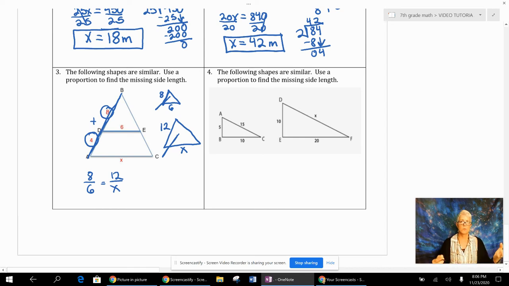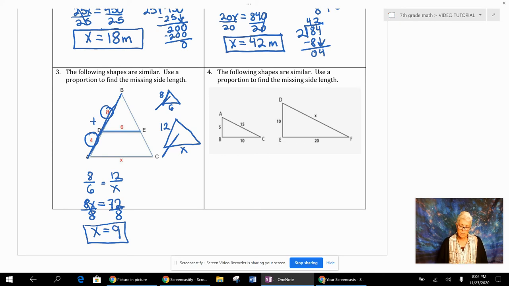And then what do we do? We cross multiply and divide. So we have 8 times x, and 6 times 12 is 72. And then we divide both sides by 8. X equals 9. So that is the side. There's no units, so we're just going to be happy with 9. 9 what? I don't know, but it's 9. All right, so you got to be careful. So we have the one shape laying on top of another shape. Pull them apart.